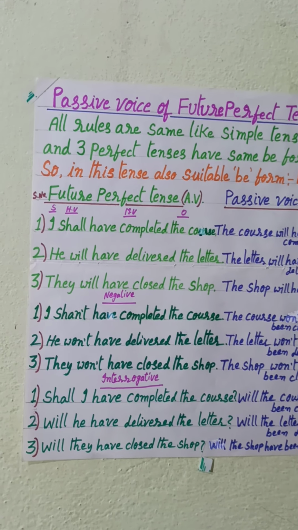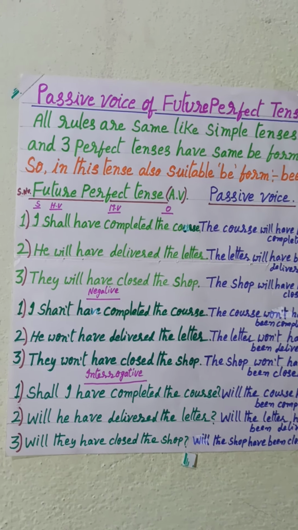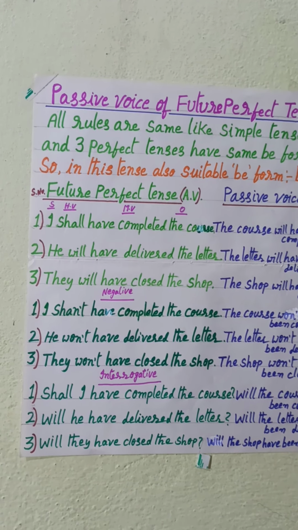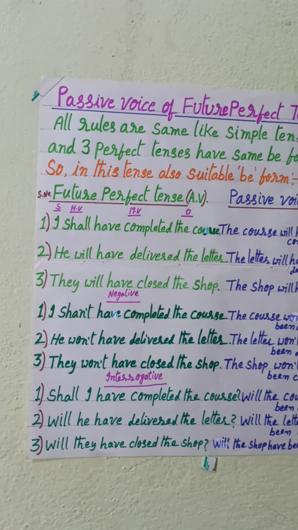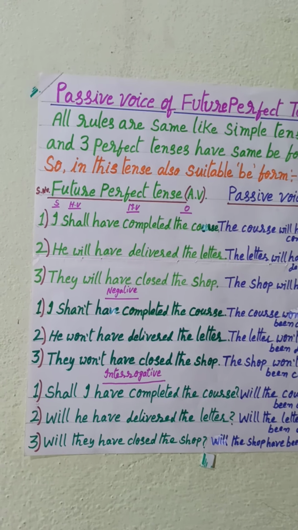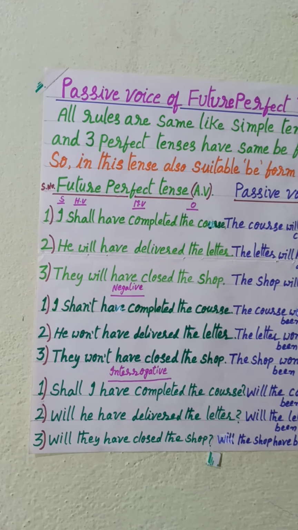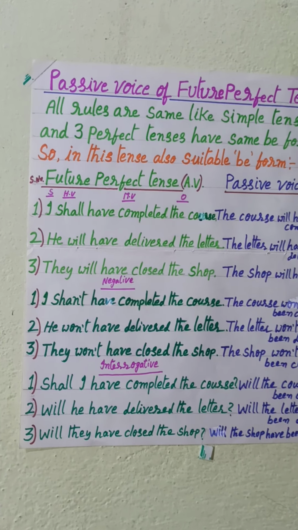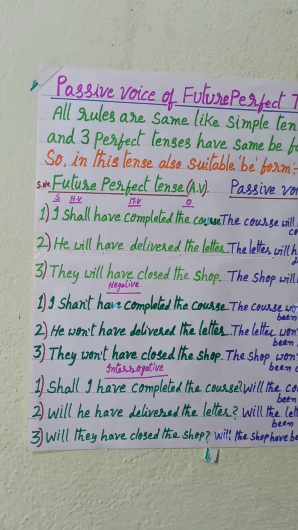Shall or will is a modal helping verb. If we want to write any other modal verb in the place of shall or will, it will change the meaning of the sentence. So we shall learn about them in another class.